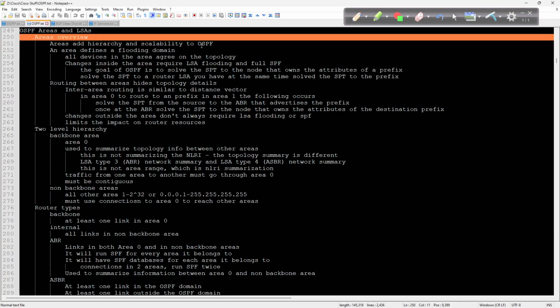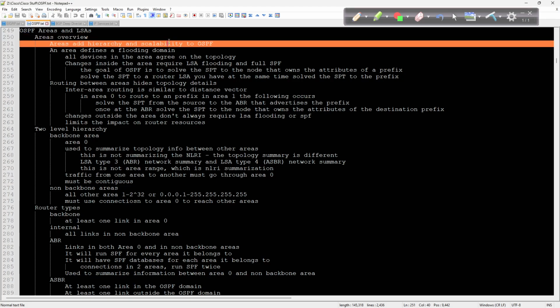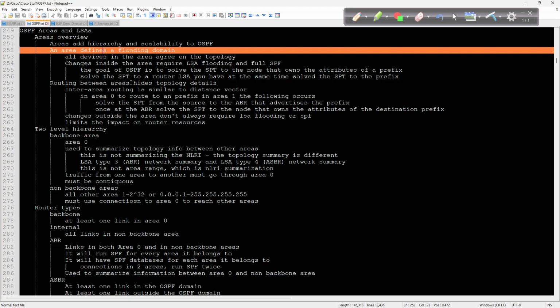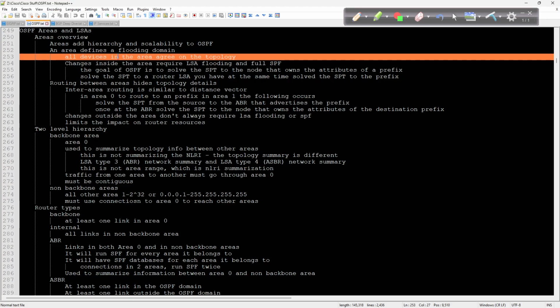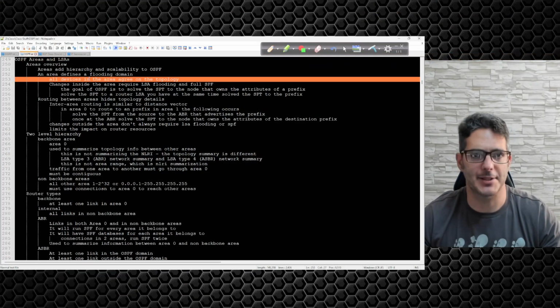Areas overview: areas add hierarchy and scalability to OSPF. An area defines a flooding domain, meaning how far you can send a routing update. A routing update in OSPF is known as an LSA, or link state advertisement. All devices in the area agree on the topology. What is the topology? The link state database.